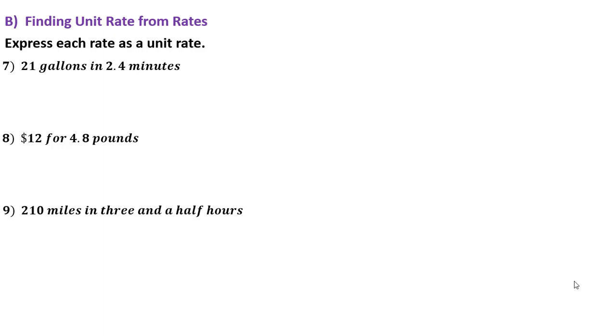So now we're going to find unit rates from rates, and then we're going to express each as a unit rate. So, 21 gallons in 2.4 minutes. This is what makes it a rate, because we have a ratio with different units. And so now we want to turn this into a unit rate. Well, a unit rate has a denominator of 1. And in this case, it will need a denominator of 1 minute.